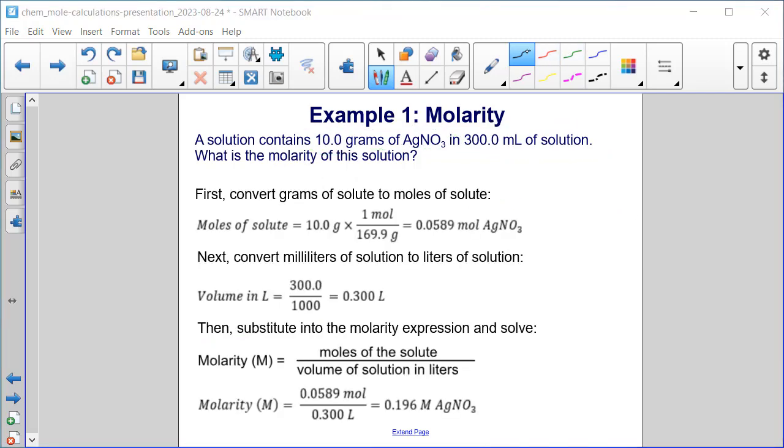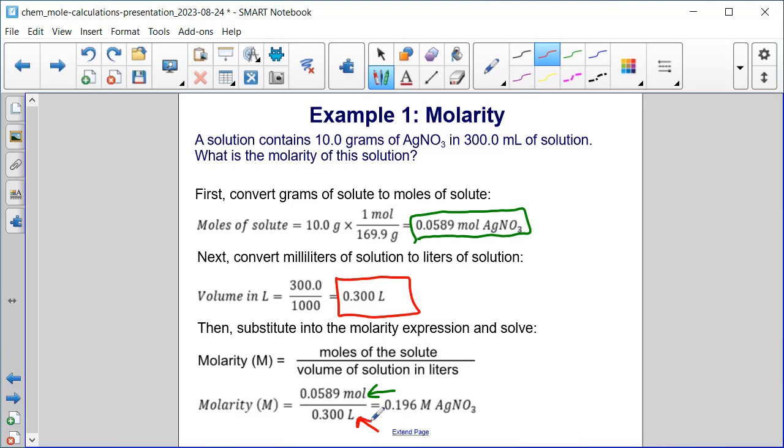You can see here are our two answers from the previous slide, the moles of silver nitrate and the liters of the solution. Now we substitute that into the molarity expression and solve. So we have moles of silver nitrate divided by the liters of the solution, and we get a solution that is 0.196 molar AgNO3.